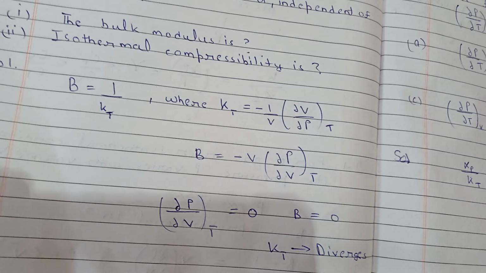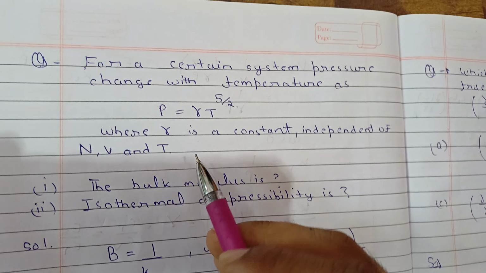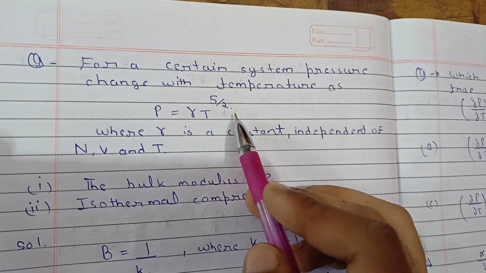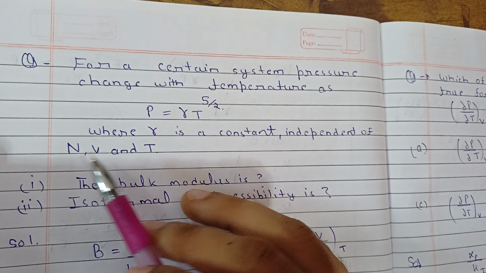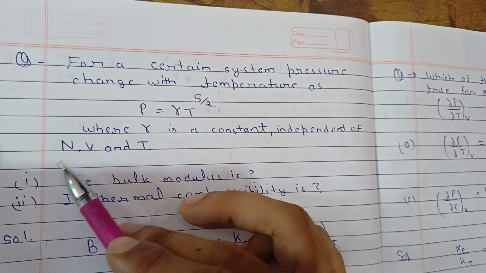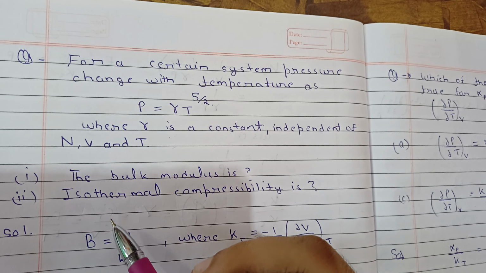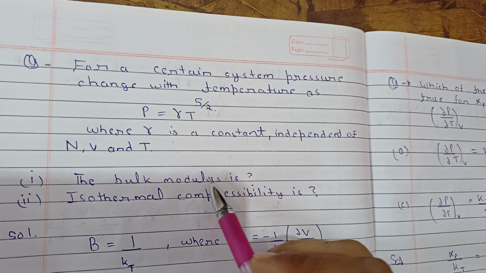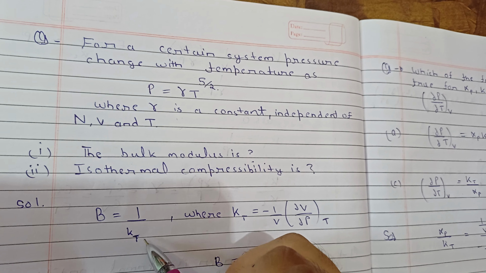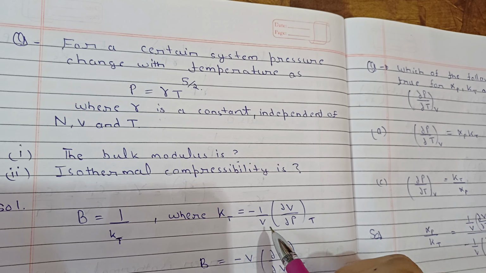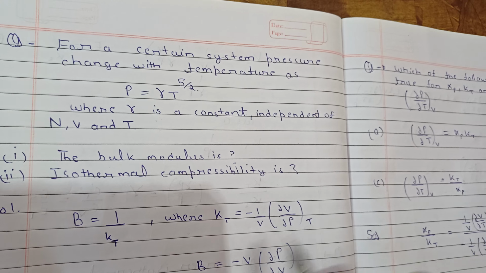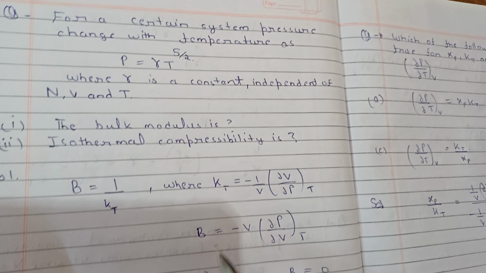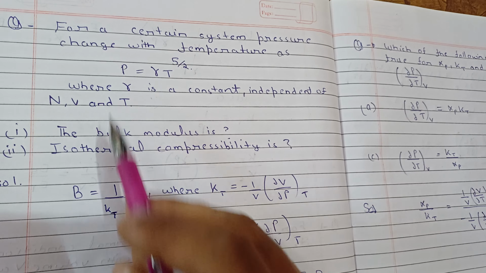Let's see one more question. For a certain system, pressure changes with temperature as this. So this relation is given with temperature, where gamma is a constant independent of N, V and T. So gamma is independent of the number, the volume and the temperature. We need to find the bulk modulus, and we need to find the isothermal compressibility. So what is the bulk modulus? Bulk modulus is again 1 upon compressibility. So compressibility is given by minus 1 upon V, del V by del P at constant temperature. So del V by del P. So let's find this. What is del P over del V at constant temperature?